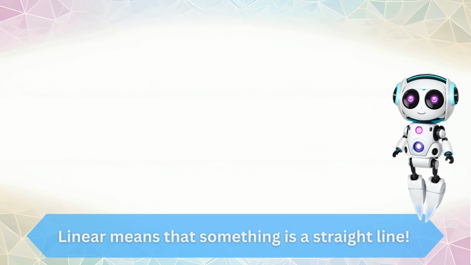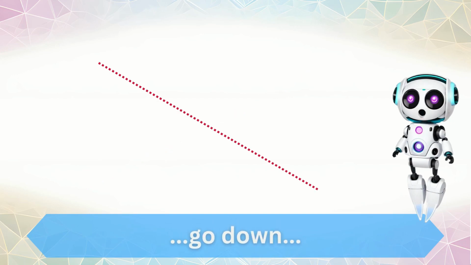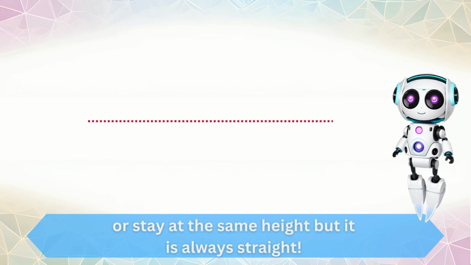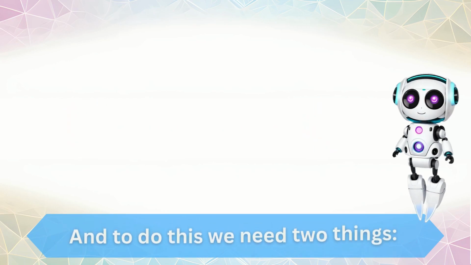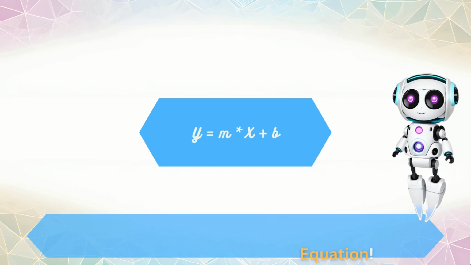Linear means that something is a straight line. It can go up, go down, or stay at the same height, but it is always straight. In a nutshell, linear regression means that we relate two variables to each other with a simple, straight line. And to do this, we need two things. Your data, of course, and a formula for the straight line called linear equation. Maybe you remember it from school.